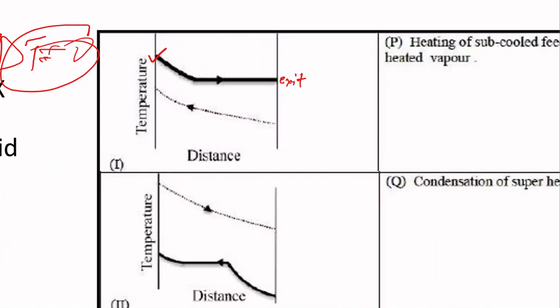Sir, distance is from... bold line, case 1. Yes, sir. Okay, got it. Yes.